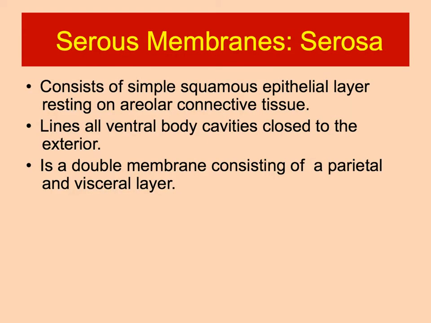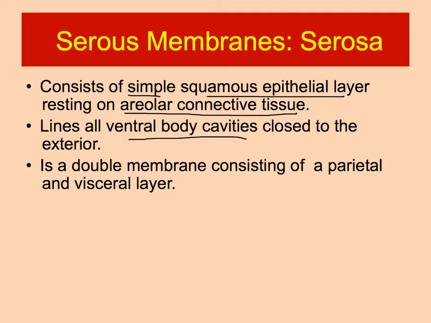The third type of epithelial membrane are the serous membranes. Serous membranes also are squamous epithelial cells, but they are a simple layer, just a single layer, attached to the loose connective tissue, or areolar is the other name for loose connective tissue. And the serous membranes line the ventral body cavities that are closed to the exterior. So unlike the first two epithelial membranes that have some connection to the outside, serous membranes have no connection to the outside. They are all completely internal.